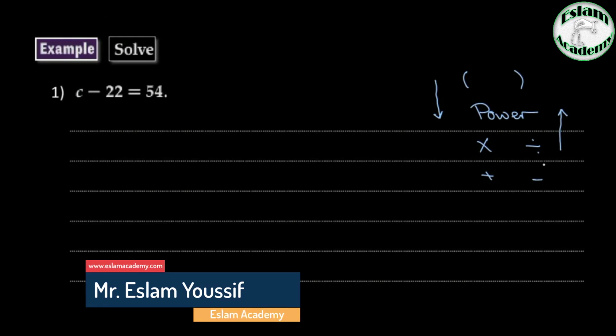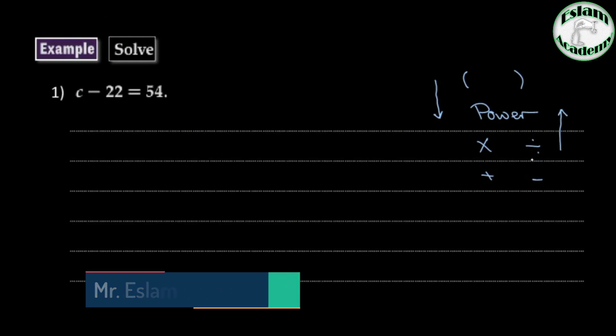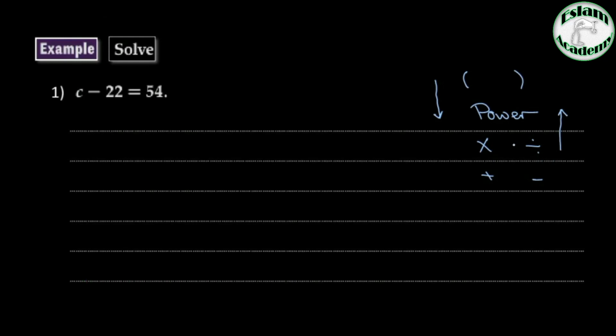It means we start from plus or minus. If we don't find plus or minus, then we shift to times or divide. After that we solve the power. The last part that we solve is the brackets, because we go the inverse way, so we use the inverse operation.